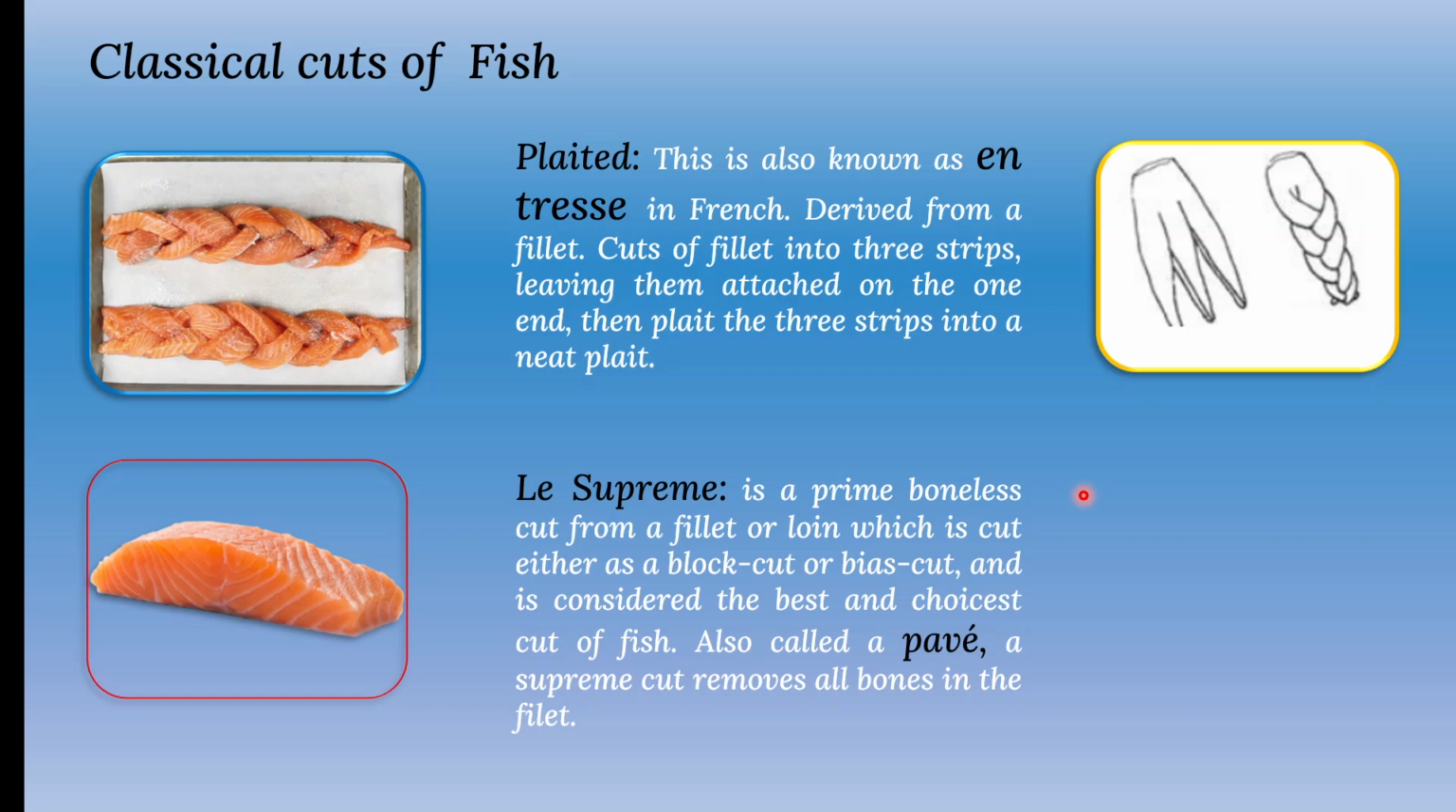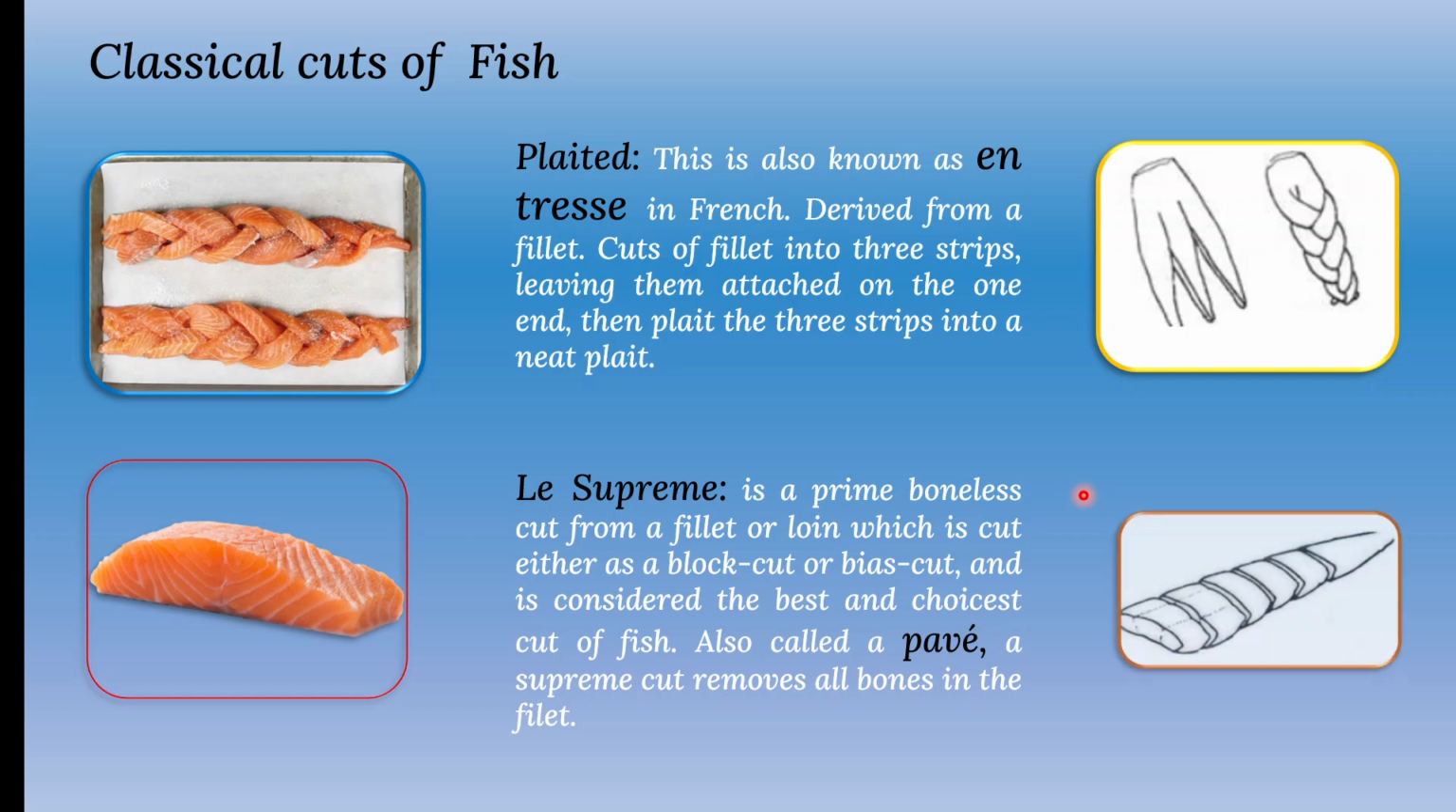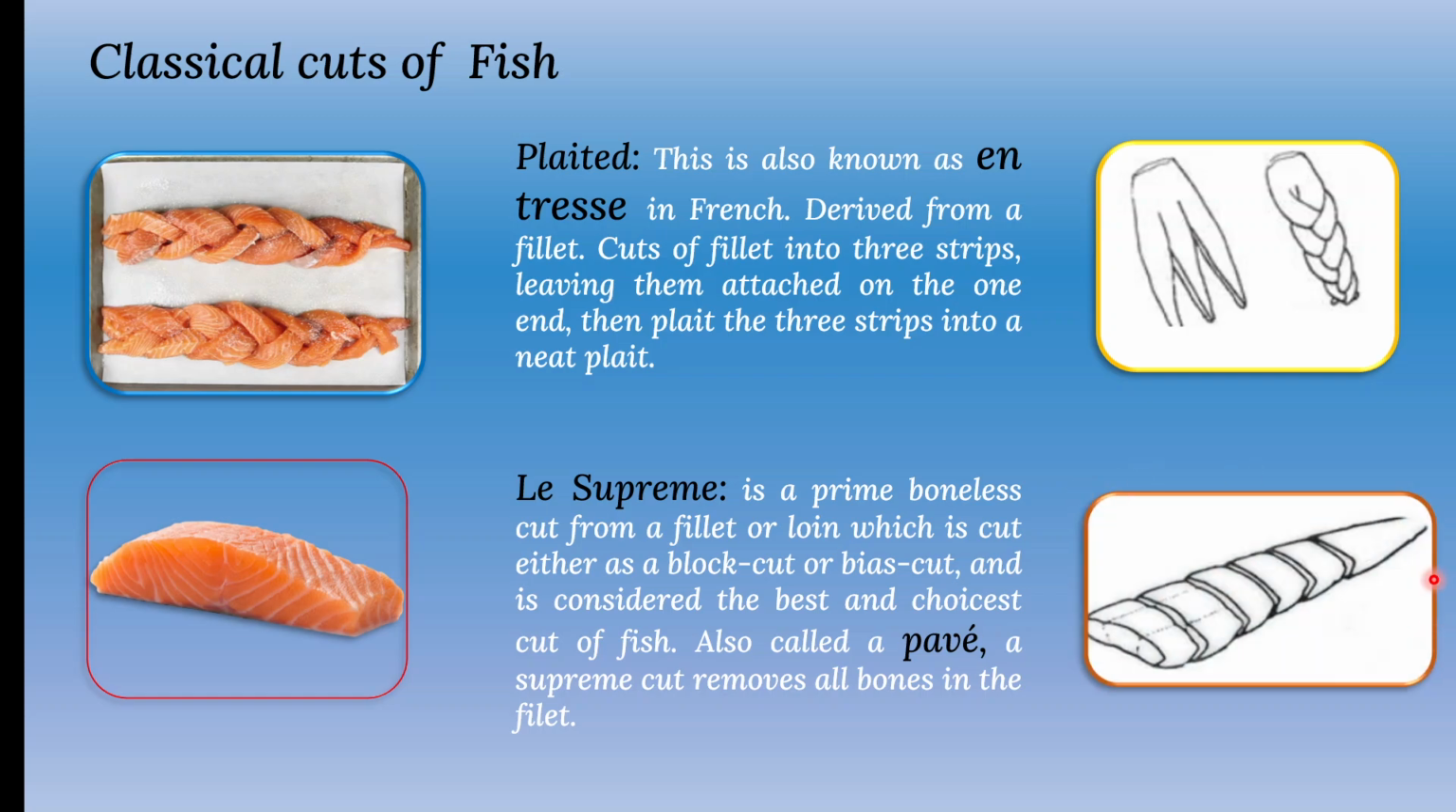You can see a thick chunk of fish obtained from a fillet, supposed to be the best part of the fish and best cut. And it is also done like this. When you get the entire fillet, once you cut with a bias technique, bias means little slant, the pieces come out like this. It becomes a supreme cut, the best cut out of a fish fillet. Clear? Fair enough?